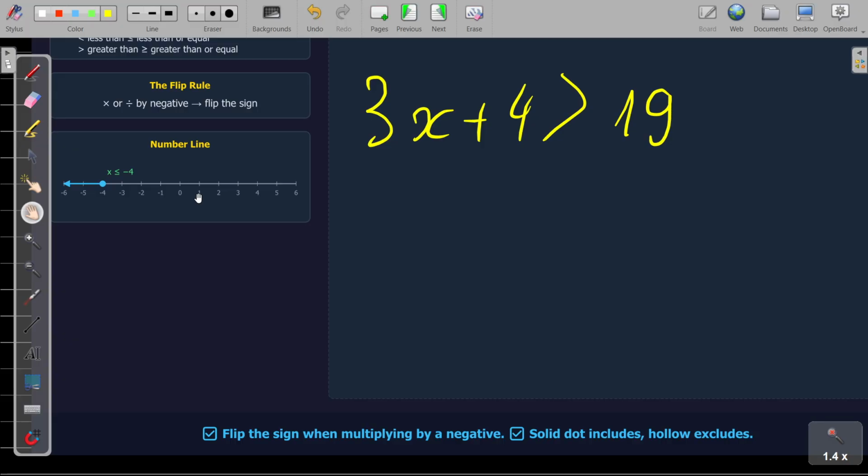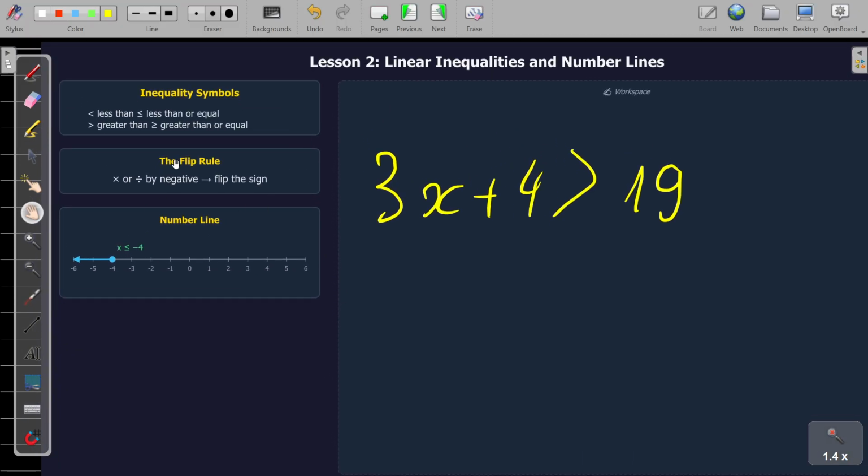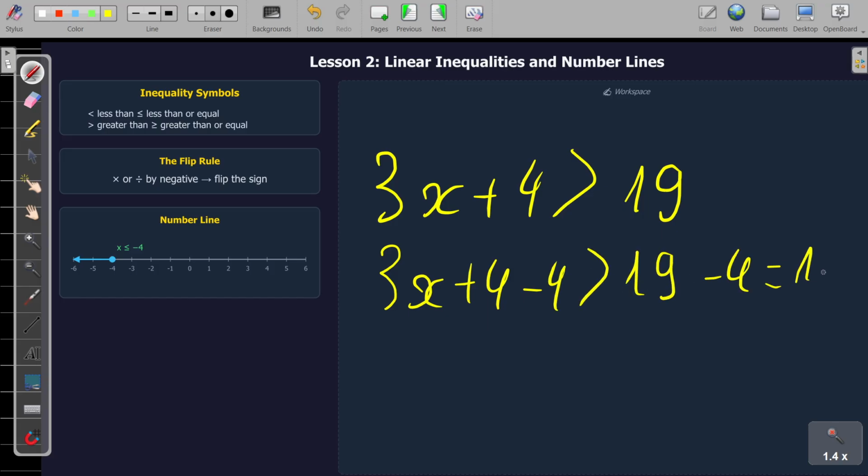So, solve it like how you would solve a regular equation, you just treat it like an equal sign. So what you want is to isolate the x. So we're going to minus 4 from both sides here. We have plus 4. So 3x plus 4 minus 4, 19 minus 4. This is going to be 15. The 4s will cancel each other out. So we have 3x larger than 15.